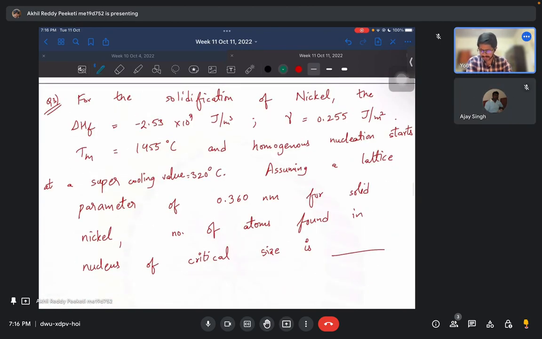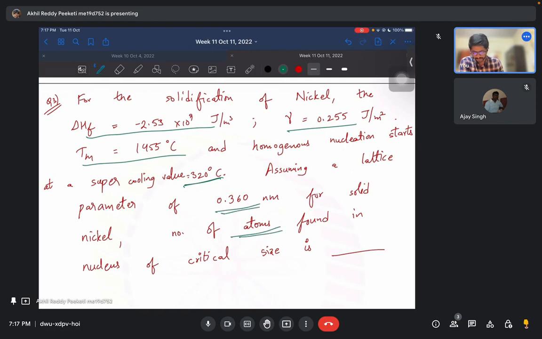So in the next question, we have a similar one again, but here instead of asking only the critical radius, they have also asked what is the number of atoms found inside the volume of that critical size. So again we are given the delta HF, surface energy, melting temperature, homogeneous nucleation temperature, and the lattice parameter is given, and we are supposed to estimate the number of atoms found in the nucleus of critical size. So first we need to estimate the critical radius and then see the number of unit cells inside that critical radius, and if you know the crystal structure then we can see the number of atoms. Okay, so let's try to solve that question.